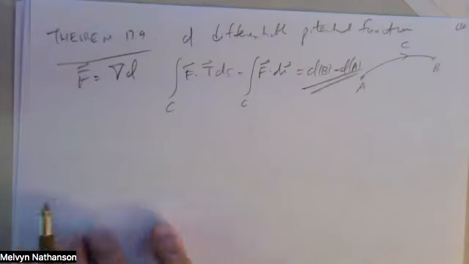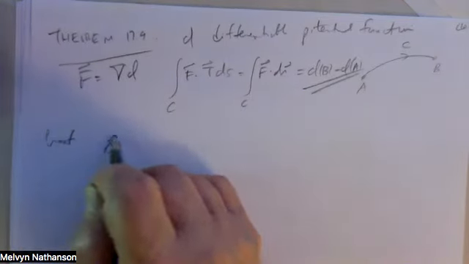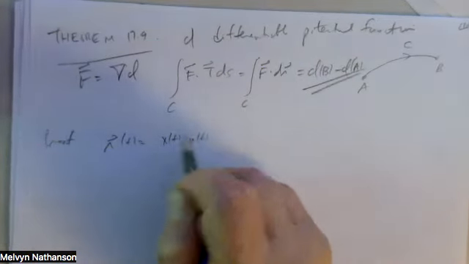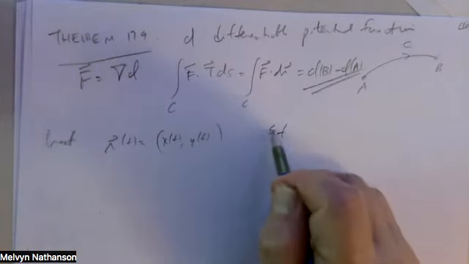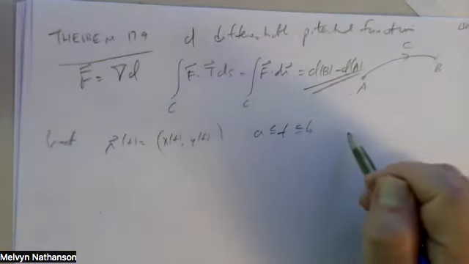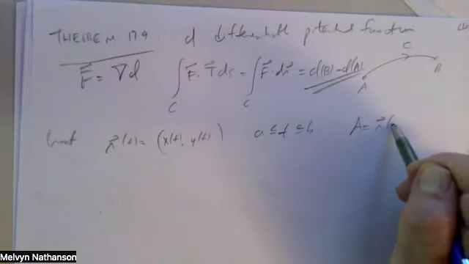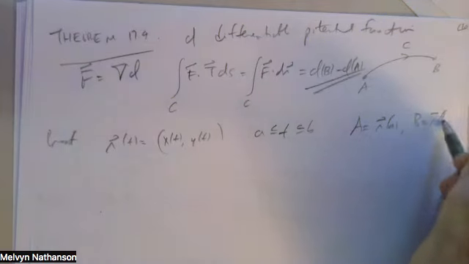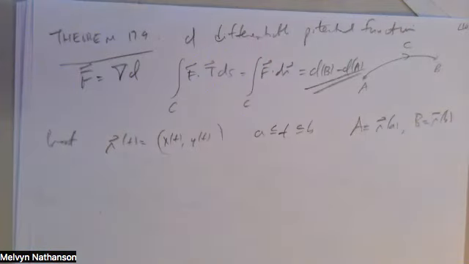That's what we want to do. Proof. So suppose R of t is given by x of t, y of t, with t going from A to B. So A is the starting point. It's the R evaluated at time A. Capital B is the ending point. The R of t evaluated at time B.